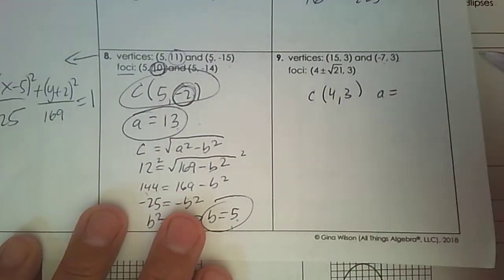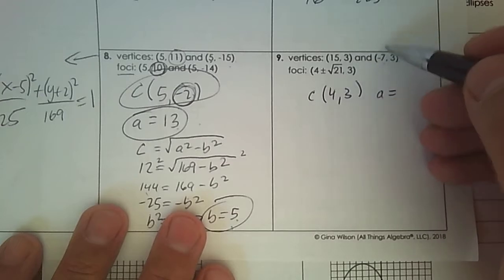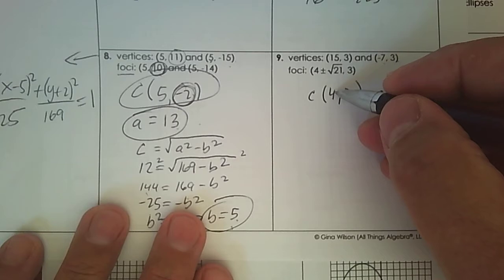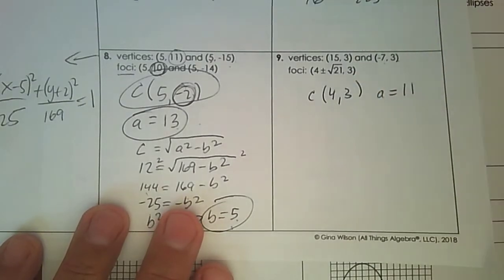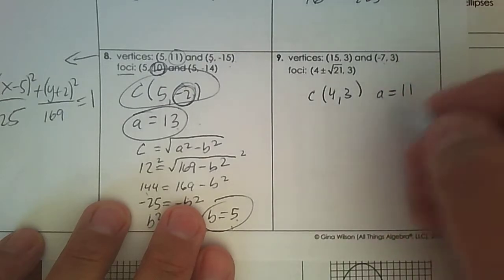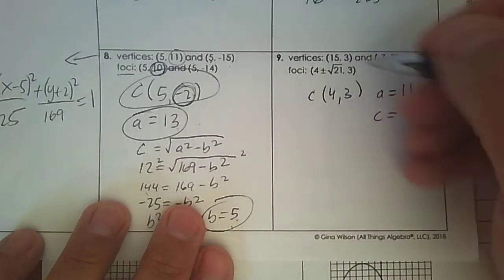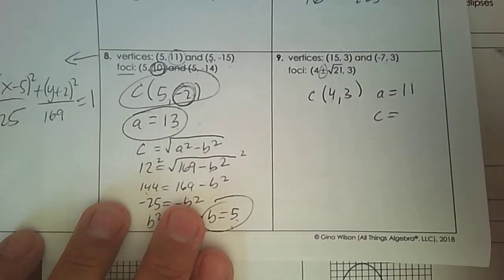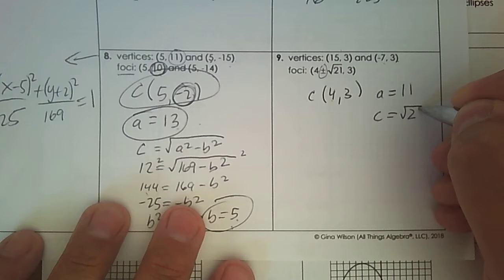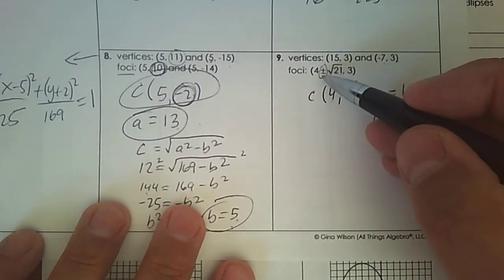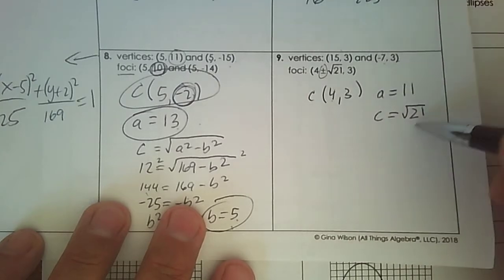Our a is the distance. Now be careful here. Which one changed? The x's. So the x to the x. The distance is 11. So a is equal to 11. If I was looking at the c, what's the distance from the center? So notice this plus or minus root 21. So that root 21 is telling me what c equals, because that's what I'm adding or subtracting to 4 to find the foci. So I already have a lot of information.